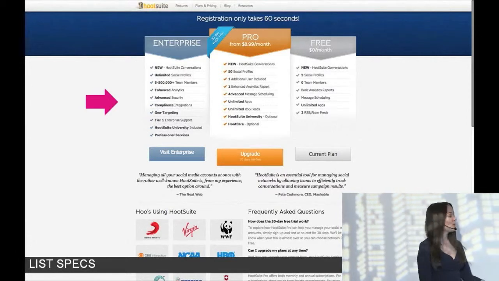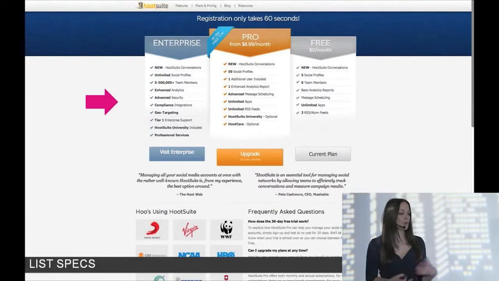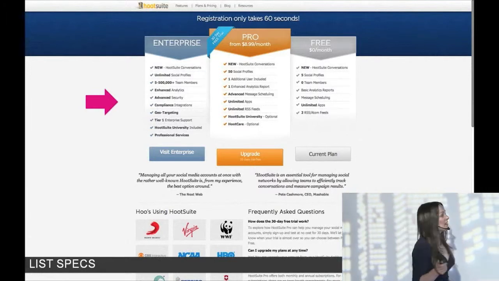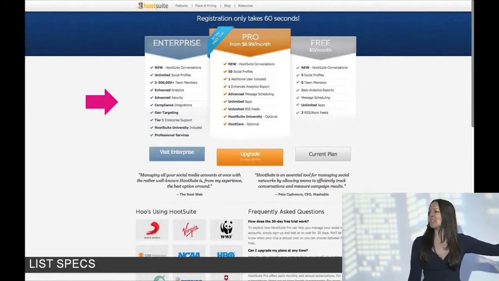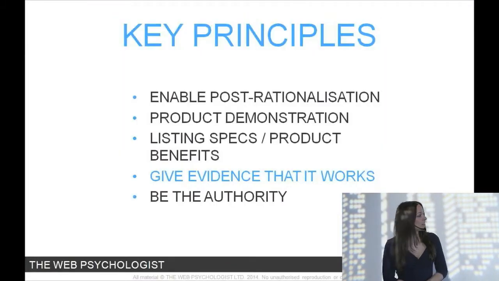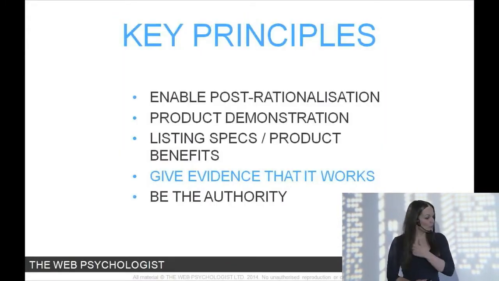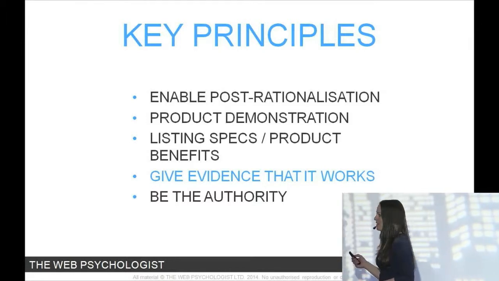Anyway, there's a whole bunch of other things that they're doing on this page. So we tend to choose little options, they're using permissive language, so nothing around payment, it's things like upgrade, pro, free, etc. Oh, and the other thing they're doing, you might not have signed up to Hootsuite already, but it says current plan, so it's as if you've already made that choice, this idea of commitment. Give evidence that it works. I'm going to show you this 3-minute video, and I want you to tell me what principles you think they're using and whether it's effective.